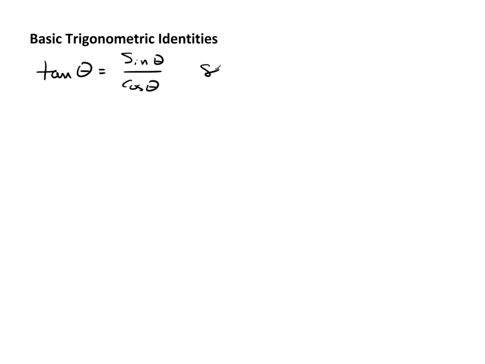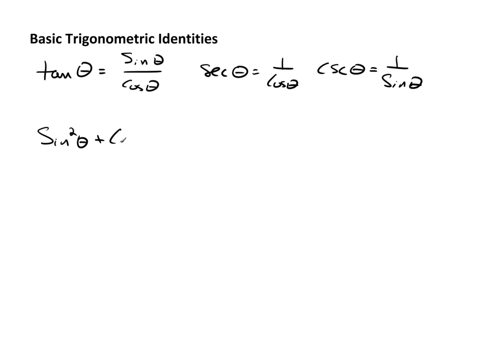And then, of course, secant of theta is 1 over cosine of theta, and cosecant of theta is 1 over sine of theta. Some very, very basic identities. Now, that leads to the Pythagorean identity, which is sine squared of theta plus cosine squared of theta equals 1. This comes in extremely handy.